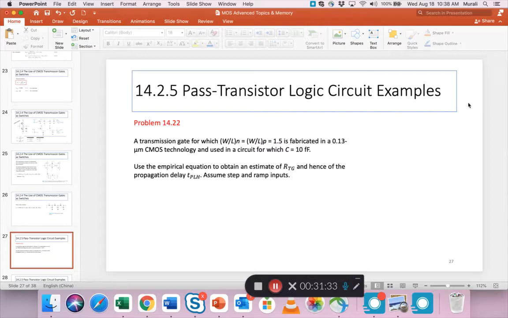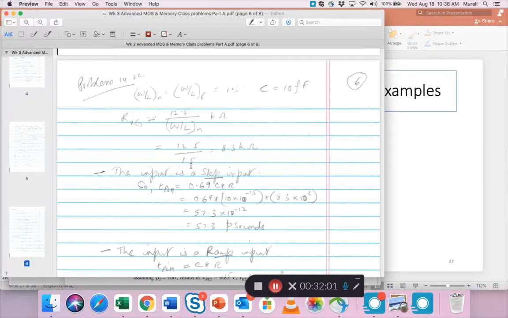So here there is a transmission gate. Some data is given, W by L, etc. And C, the output capacitance, is given as 10. Here we have to find an estimate of the transmission gate resistance and then find the propagation delay. You have to do this for both step and ramp inputs. Okay, so this is problem 1422.